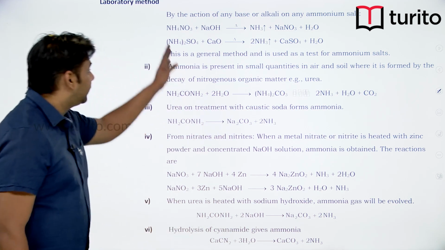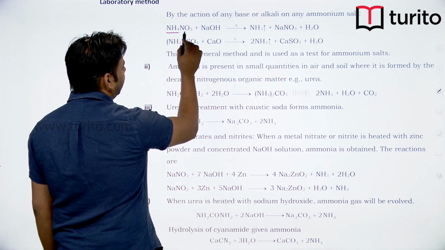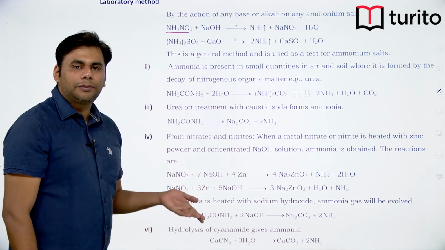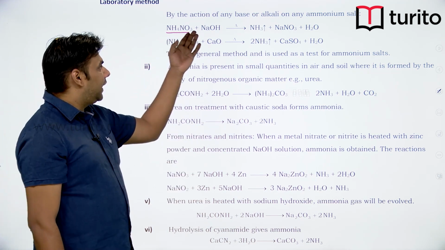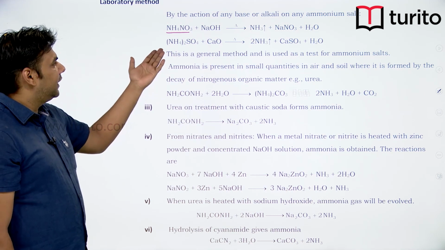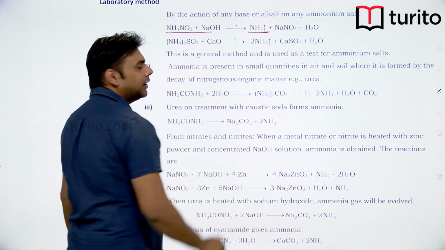So just look at these reactions. Basically what we are doing is the action of base or alkali on ammonium salt. So we are reacting ammonium nitrate with NaOH, and we know that a double displacement reaction would happen. Ammonium nitrate on reaction with NaOH would form ammonium hydroxide plus NaNO3. So ammonium hydroxide would give us ammonia.